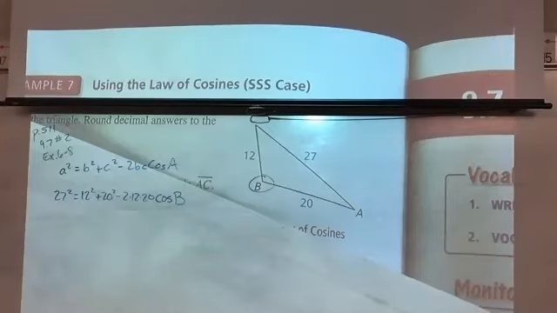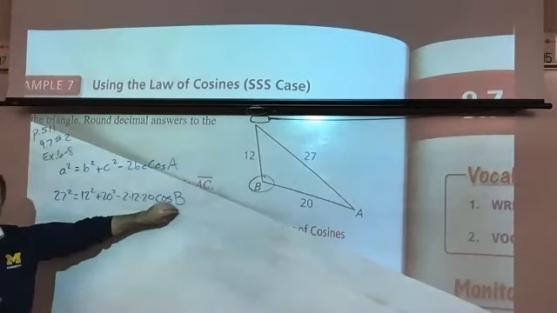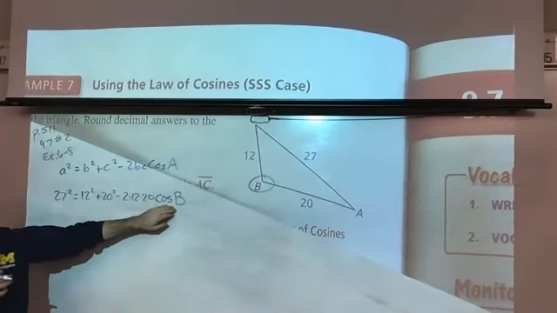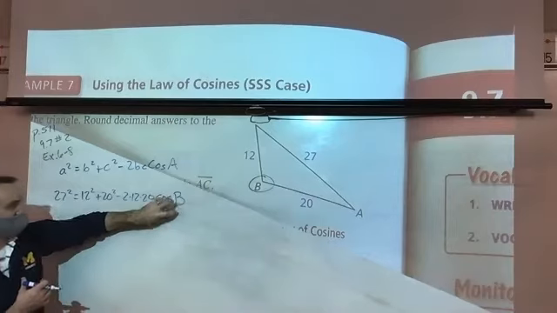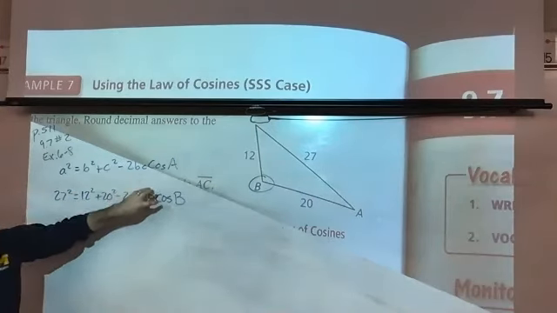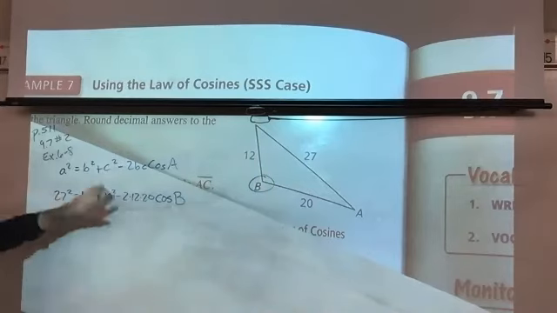Okay, so now when we're solving, it's a little bit different because what we're solving for isn't over here anymore. It's buried all the way over here. We've got to do some work before we can use the calculator. Because this cosine B is buried, we've got this stuff added to it, and I've got this multiplied by it. We've got to get rid of that stuff first before we can actually solve for B.